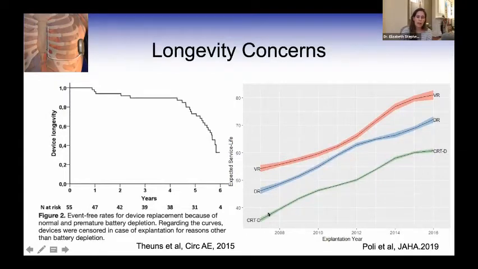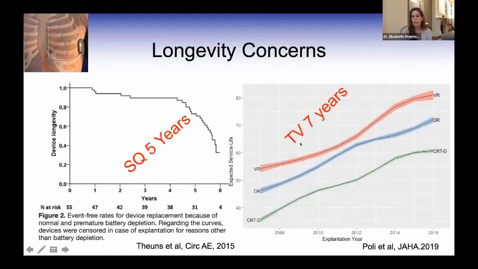And you can see that, not surprisingly, those that pace more, the CRT devices, have the lowest battery life, followed by the dual chamber, and then the single chamber devices. And the comparison is with the sub-Q, an average of 5 years, compared to transvenous average of 7 years.